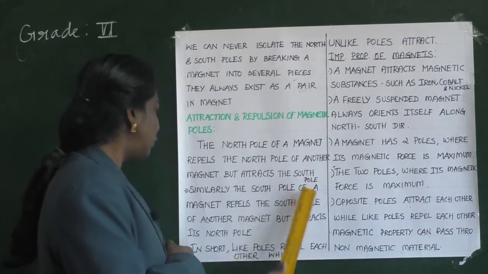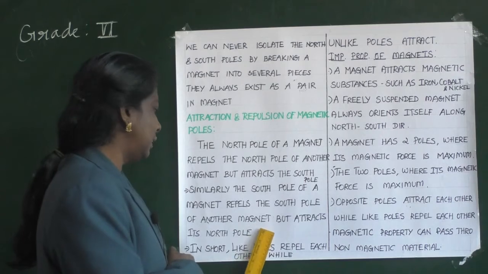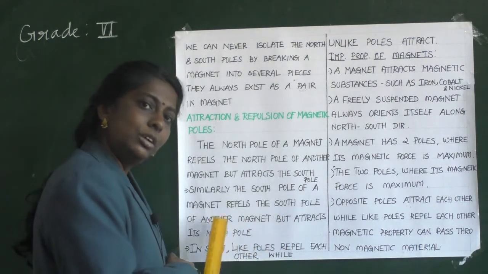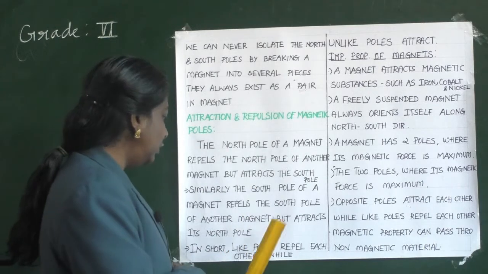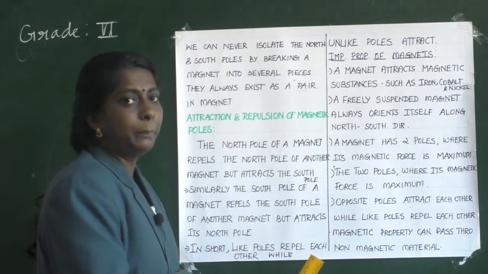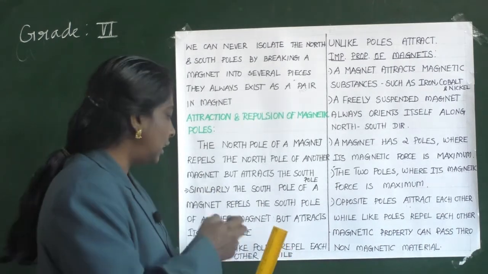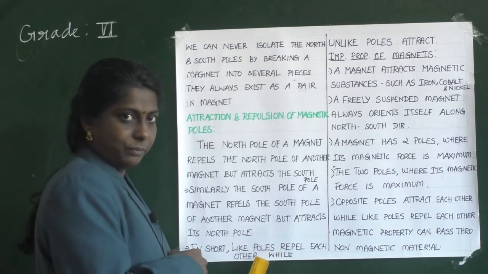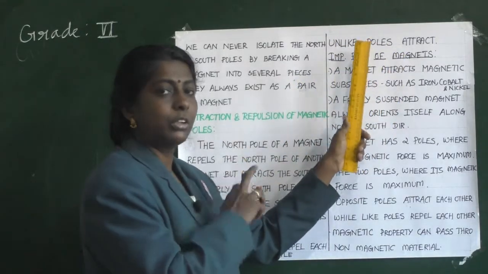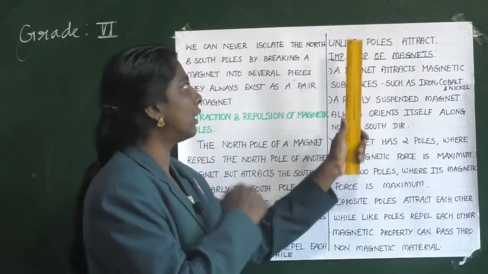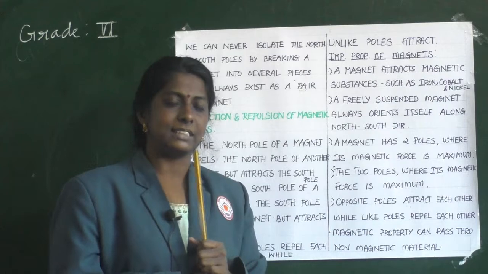Similarly, the south pole of a magnet repels the south pole of another magnet, but it attracts the north pole of another magnet. So, in short, like poles repel, that is north to north or south to south. Like poles repel each other, while unlike poles, that is opposite poles, north to south or south to north, attract. Clear, children? Yes.